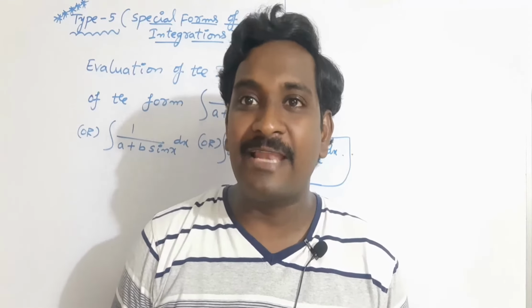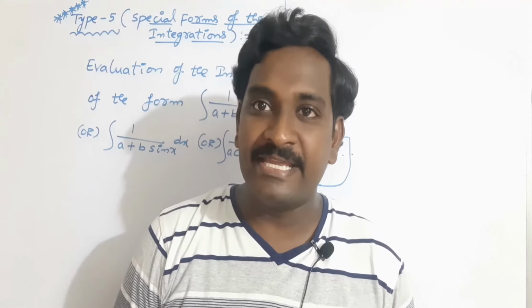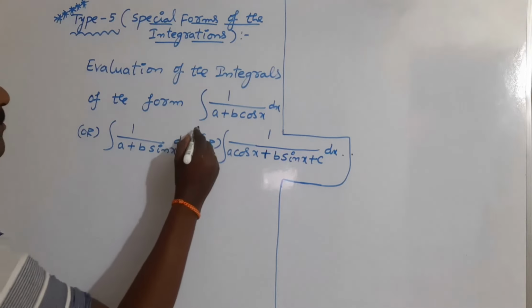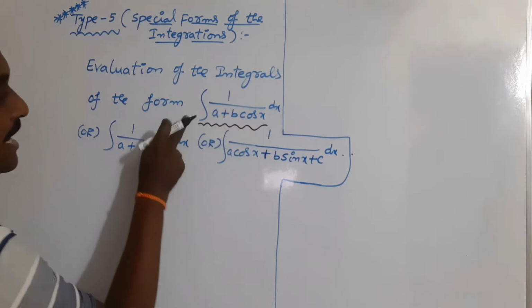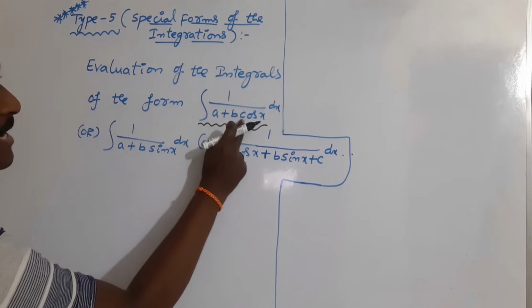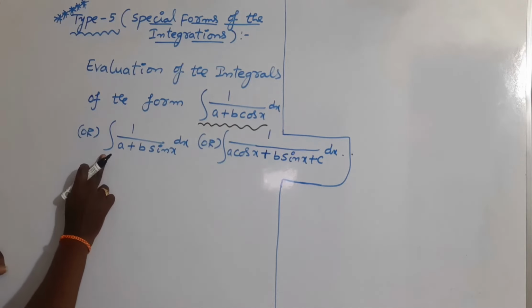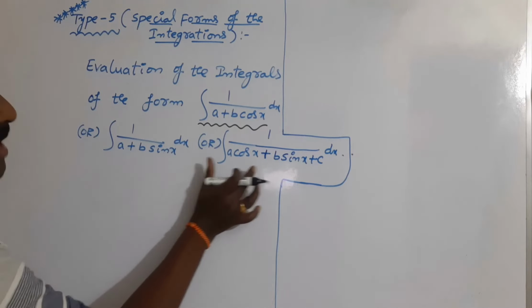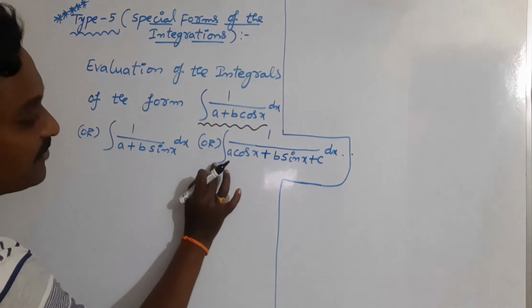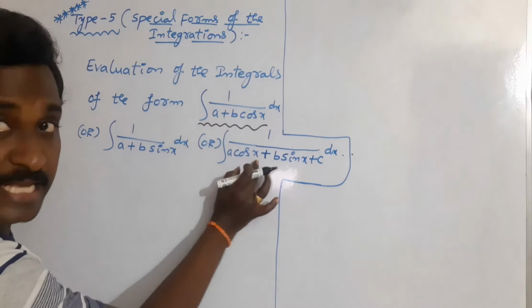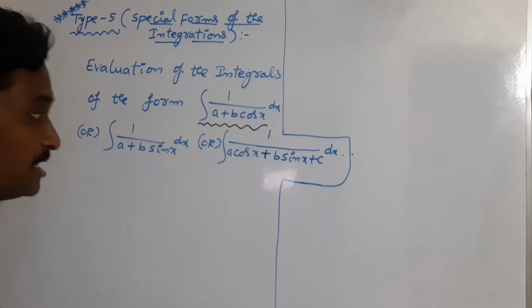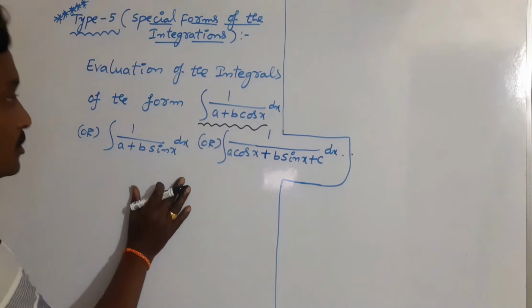In this video, I will explain another special form of integration. Today's model is: the given integration may be in the form of integral 1 by a plus b cos x dx, otherwise integration of 1 by a plus b sin x dx, otherwise the given problem may be in the form of integration of 1 by a cos x plus b sin x plus c dx. This is today's model. This is a very important model, so please listen carefully.